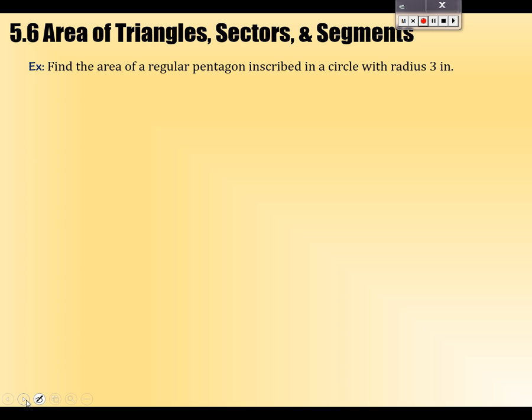Try this as a group first, and then we'll talk. You need to maybe remember what a pentagon is. And you need to remember what regular means. And you need to remember what inscribed means.